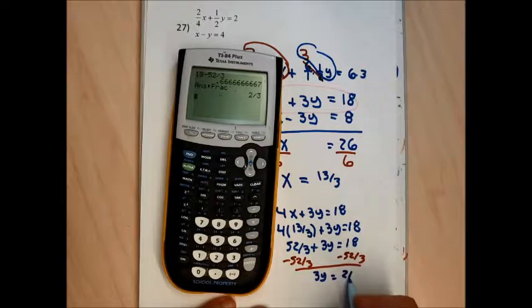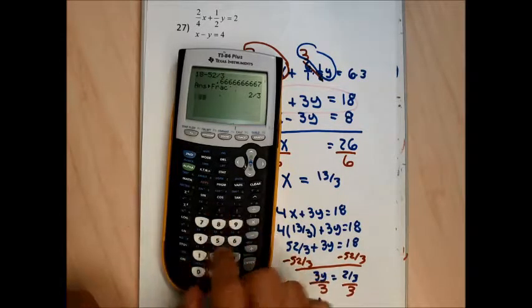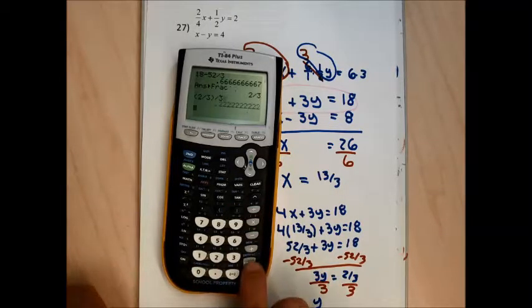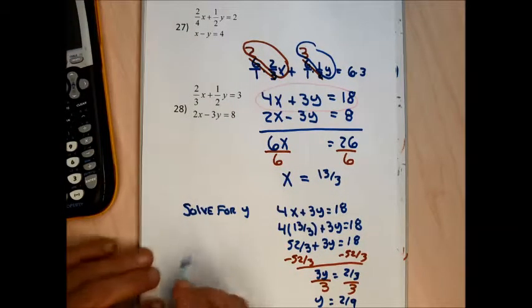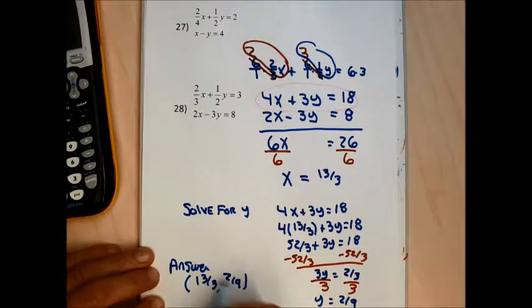2/3. And now I'm going to divide both sides by 3. On the left side, I get a y. On the right side, I do 2 divided by 3 in a parentheses, divided by 3, math, enter, enter, and I get 2/9. So my answer, I think my answer is x equals 13 over 3, y equals 2 over 9.